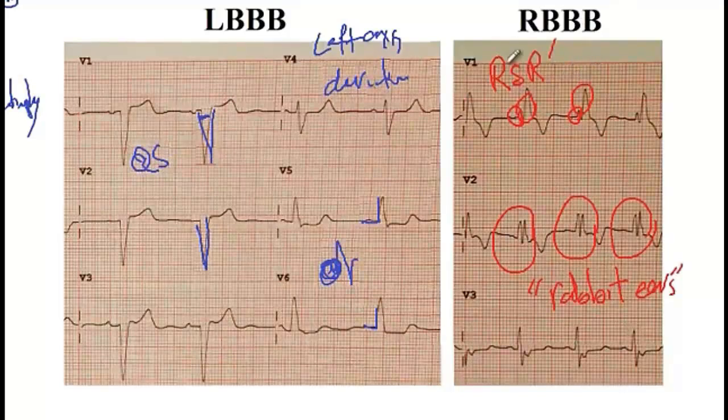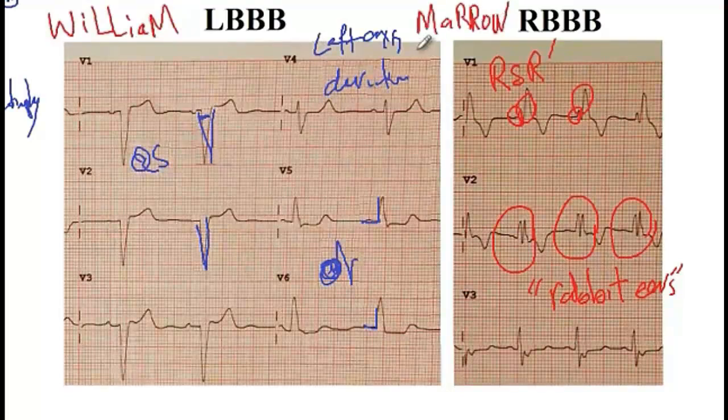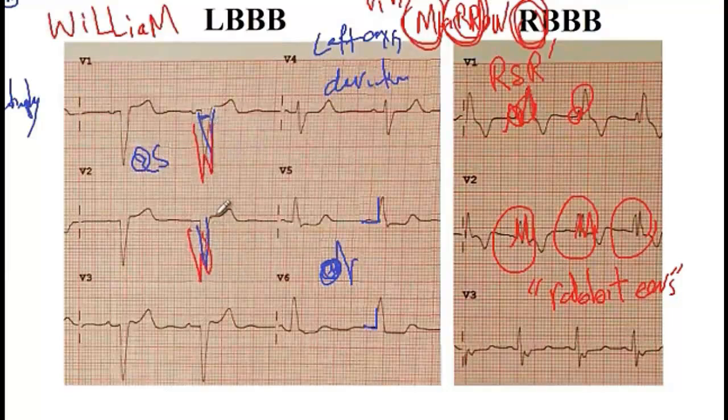Now the memory aid that you can use for memorizing these changes is called William Marrow. So with the right bundle branch block, you will see an M shape in V1 and V2. So here we had the M shape, or rabbit ears, in V1 and V2. With left bundle branch block, there is usually some notching in V1 and V2. Here we don't usually see it, so not necessarily all the time does it apply to the left bundle branch block. However, it's a very good mnemonic for the right bundle branch block.